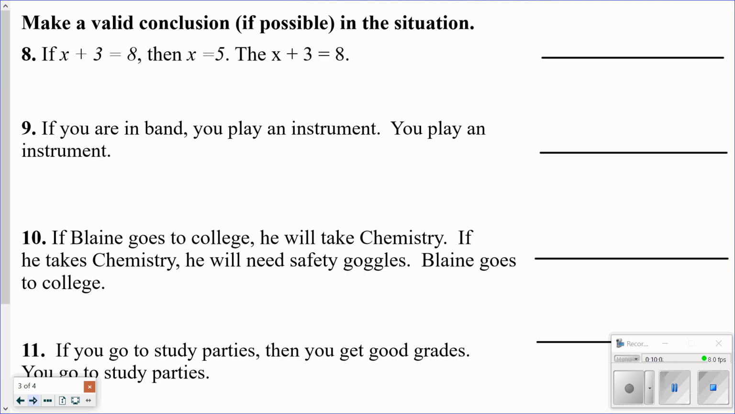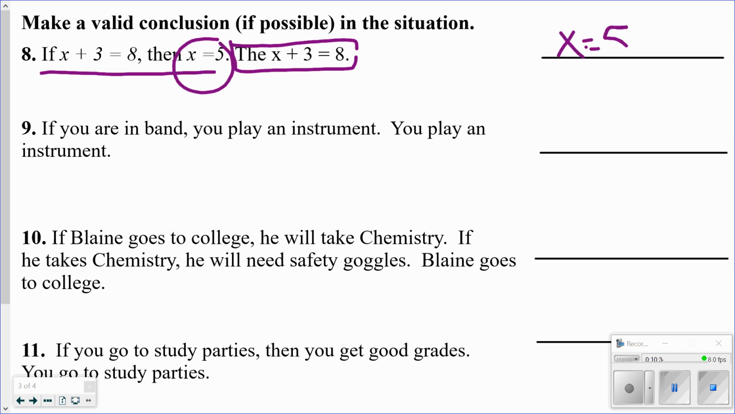Make a valid conclusion if possible in the situation. So if x plus 3 is equal to 8, then x is equal to 5. That's our statement. If x plus 3 is equal to 8, then x is equal to 5. So now our next statement is saying, well, hey, x plus 3 is equal to 8. So what can I conclude then? Well, the only thing we can conclude is that x is equal to 5. And this would be an example of law of detachment.